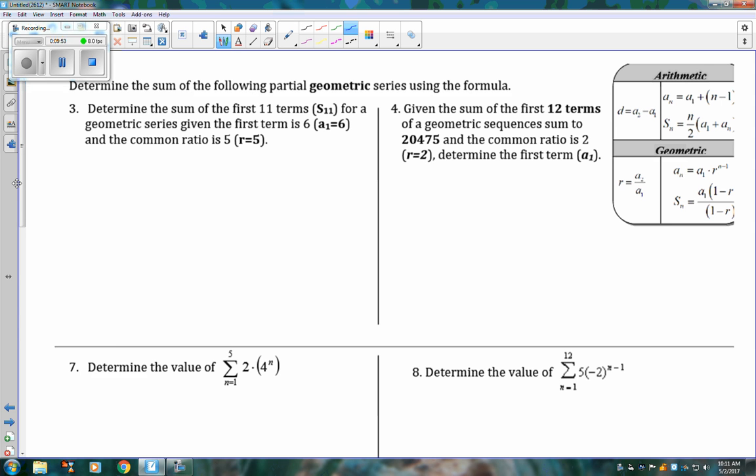Alright, so this problem says determine the sum of the first 11 terms, S of 11, for a geometric series given that the first term is 6 and the common ratio is 5. Y'all try this one. You can do this one.